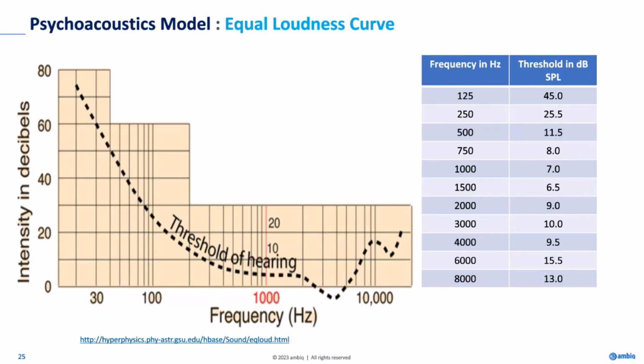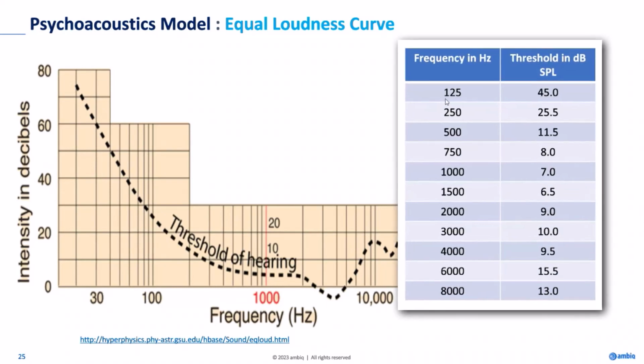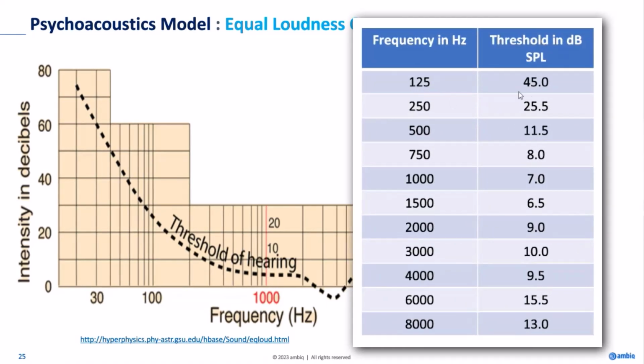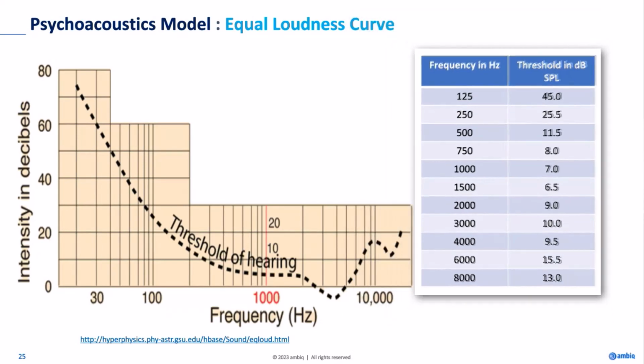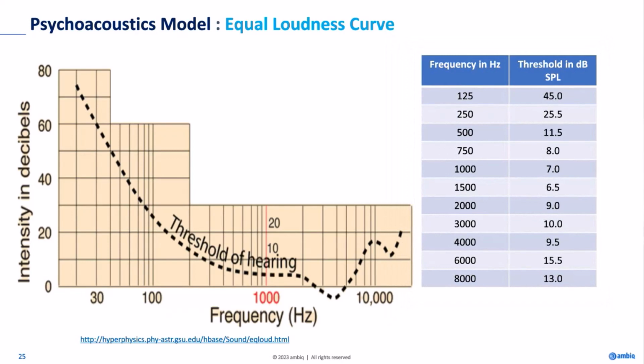This shows our mind does not treat all frequencies equally. At lower frequency, the filters are narrow. At higher frequency, we need less gain, but the filter bandwidth is wider and wider. Here is a chart showing that at, say, 125 hertz, we need about 45 dB gain, whereas at 1000 hertz, we only need a 7 dB gain. So this is an important curve. When we apply a gain, a volume, the equal loudness curve has to be taken into consideration.